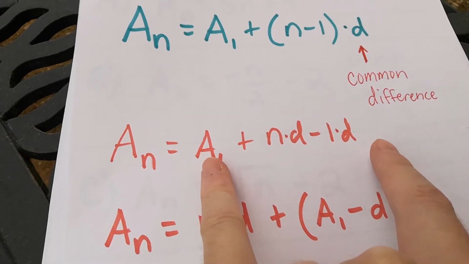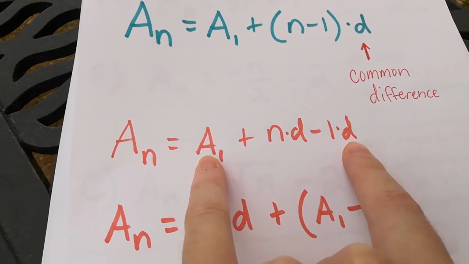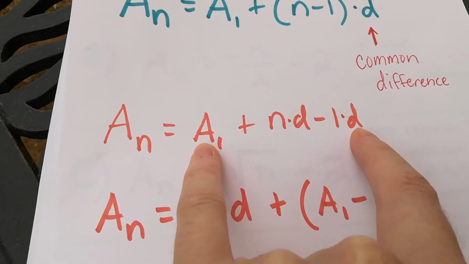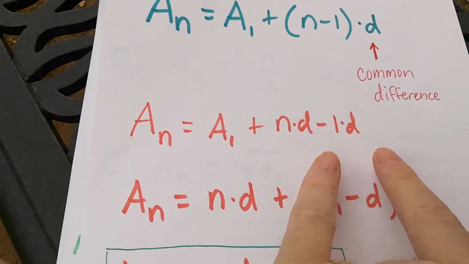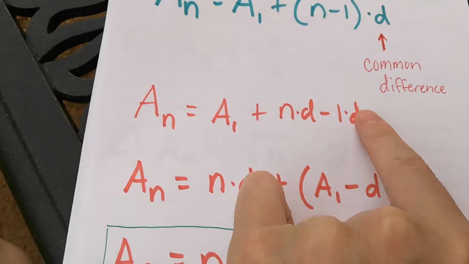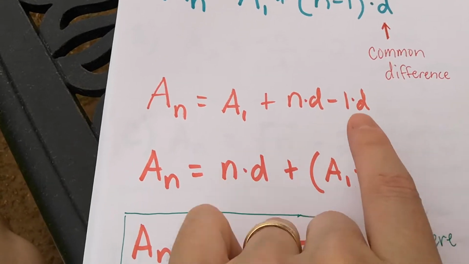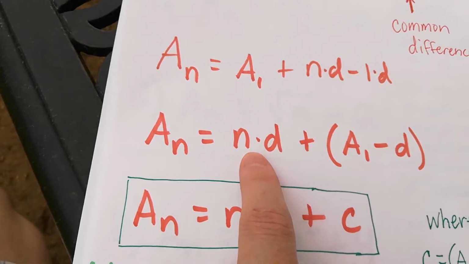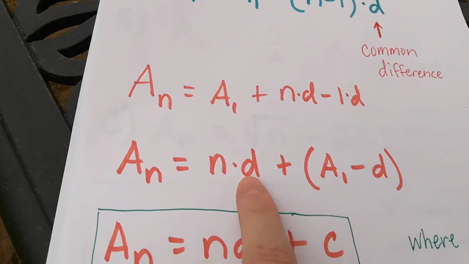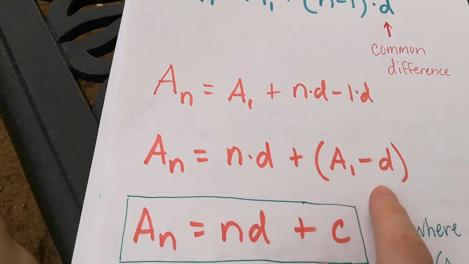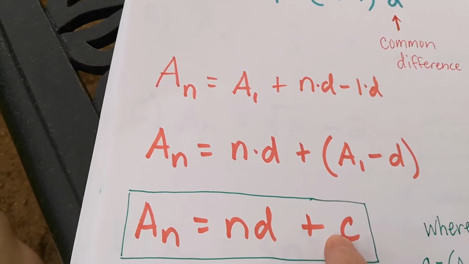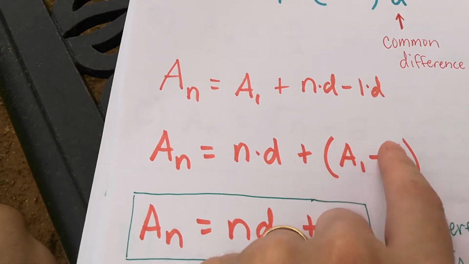Now, I can take my a sub 1 and my negative d and put those together. I just grouped them. I'm not changing the equation. Just chill out. So I'm going to group a sub 1 take away d right here, and then I have my n times d right here. Remember, d is the common difference. So I'm just going to label a sub 1 take away d as a letter c. It's just some number, whatever that is.